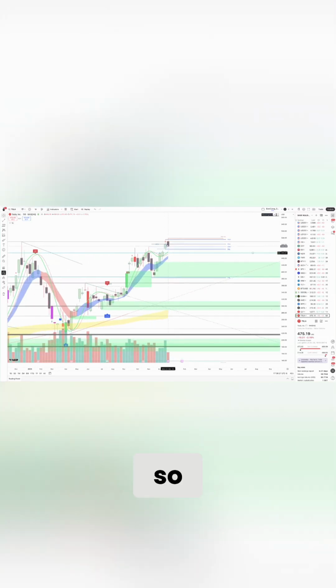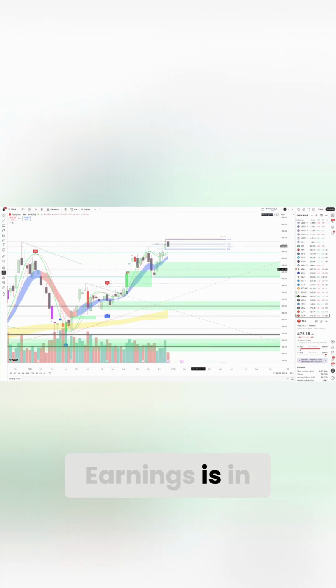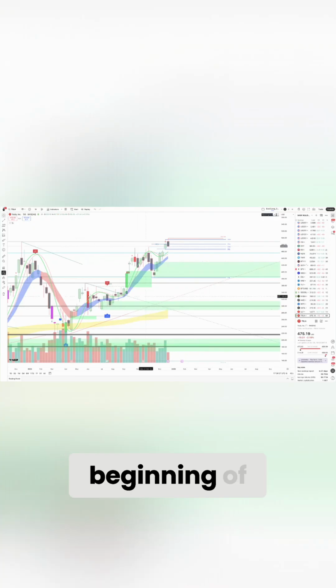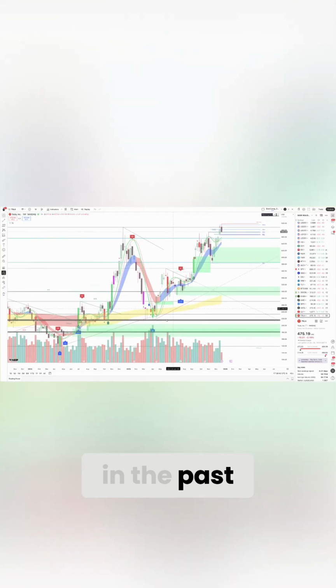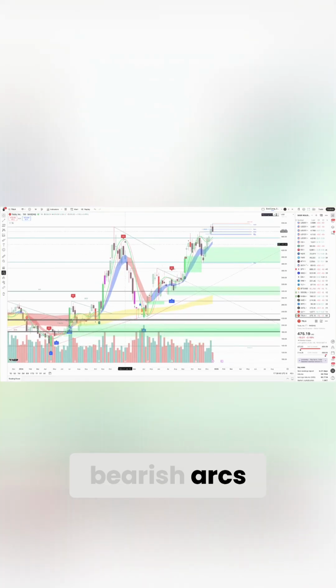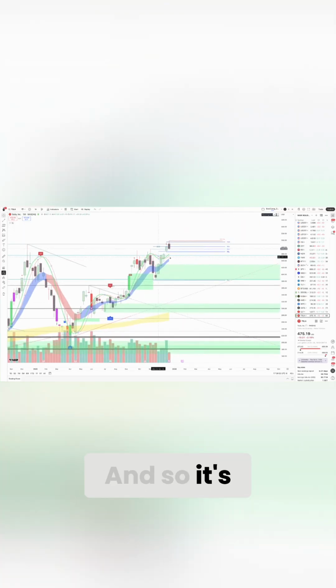All right, so they're letting Tesla pull back, but eventually they're going to try to get their earnings positions on Tesla. Earnings is in January, toward the end of January or beginning of February. And so we had this inverse arc. We can see in the past, on weekly bearish arcs, Tesla has dropped for a little while. On weekly inverse arcs, it has popped up and done decent off of these arcs. And so it's working out of an inverse arc right now.